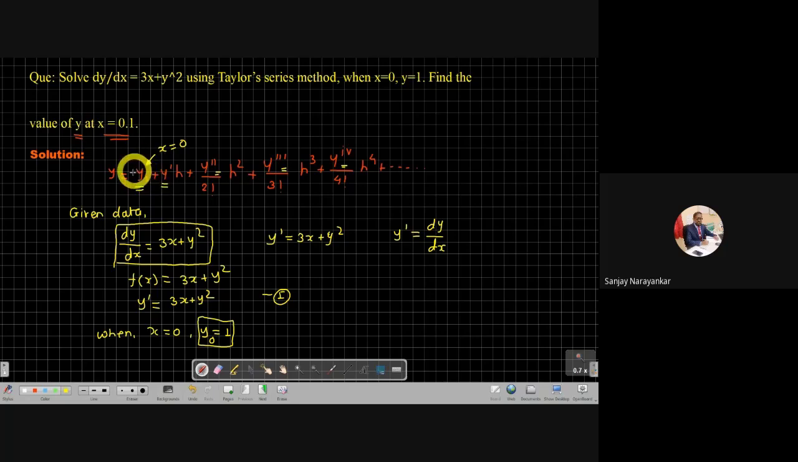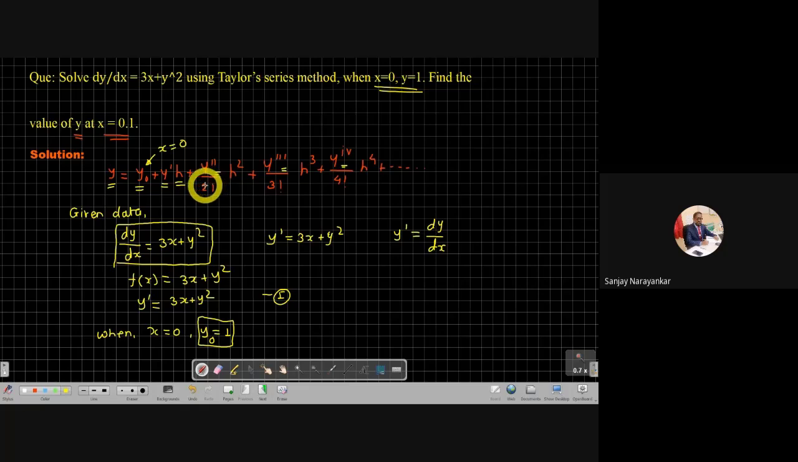So after getting y0 from the problem statement, can you see that in the problem statement this value is already given? Then you have to find y at x is equal to 0.1. Now to find the y value at 0.1, we require y dash, y double dash, y triple dash, y raised to 4. And apart from this, we should also have the value of h.